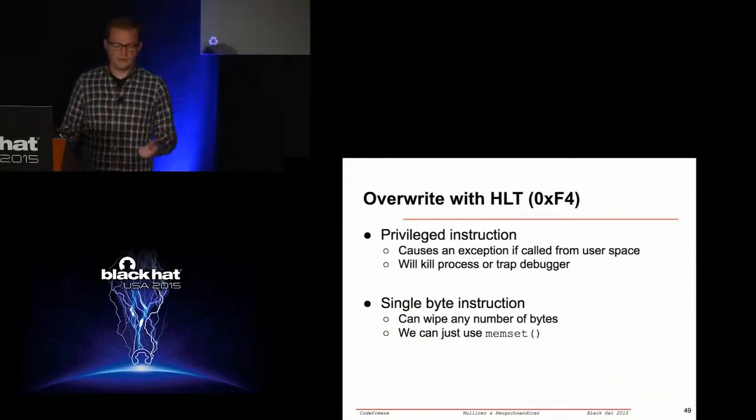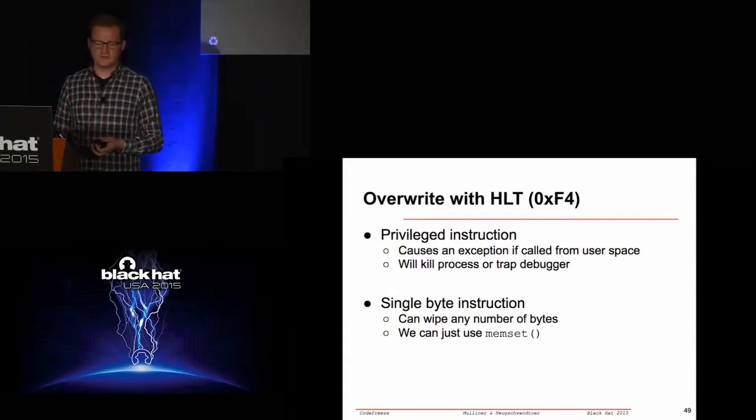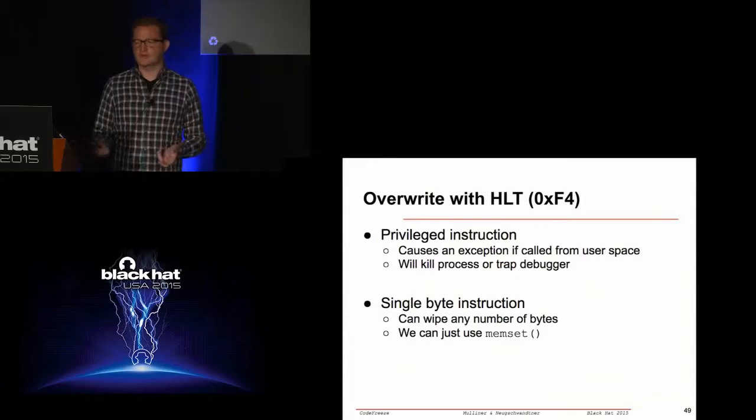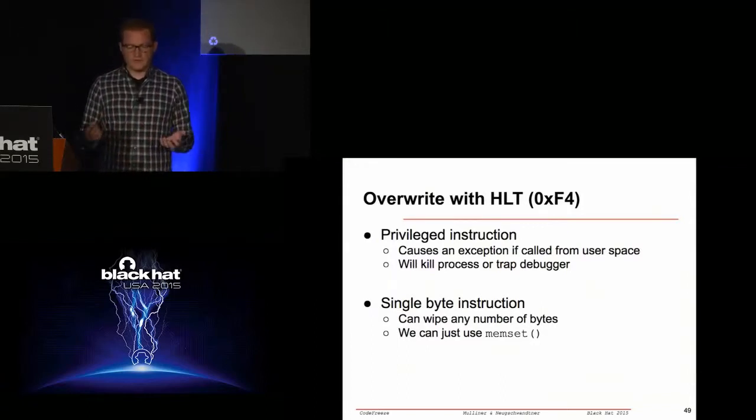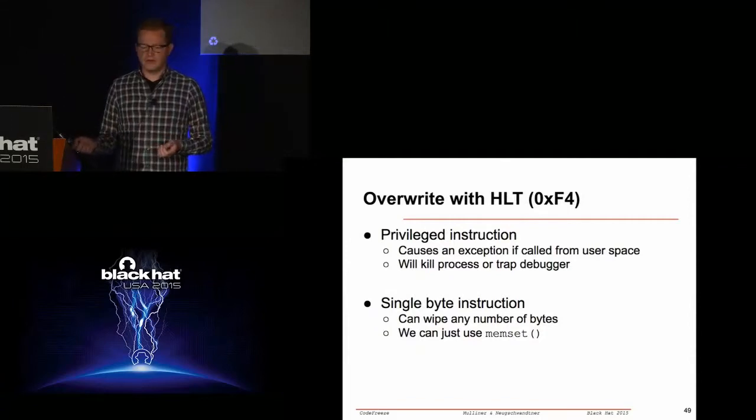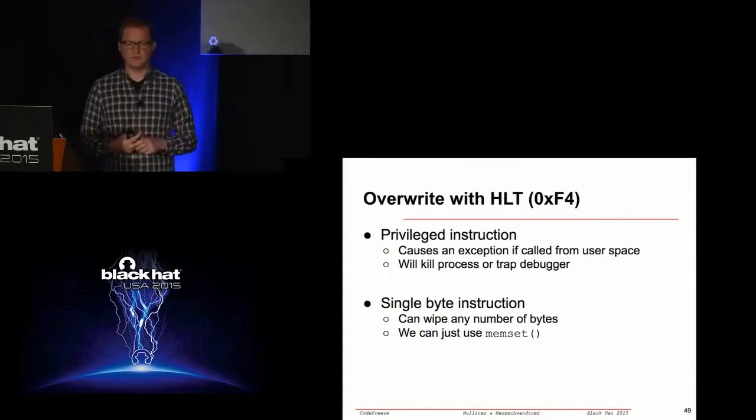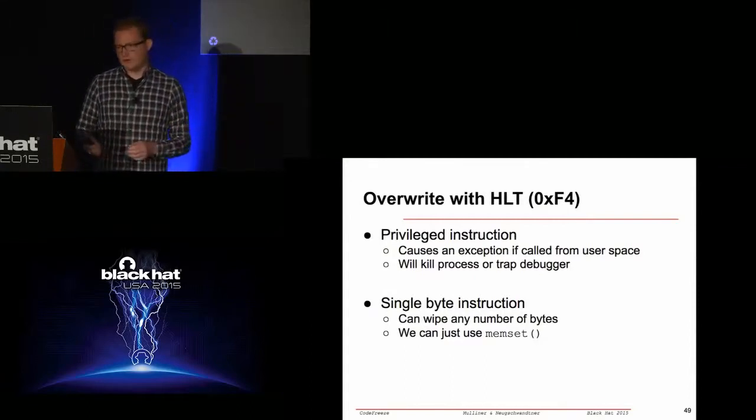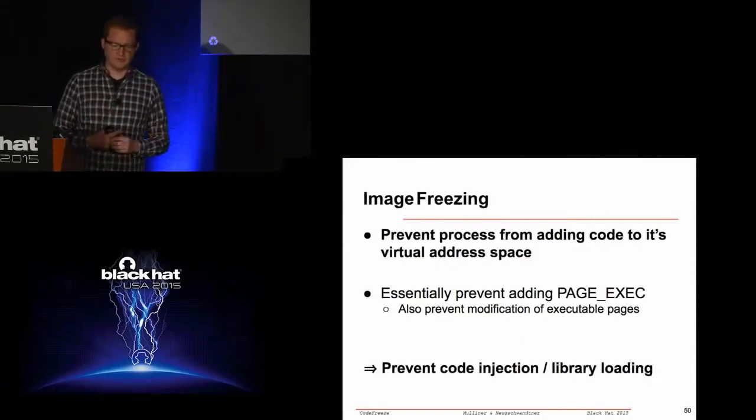It's a privileged instruction on x86. So if a user space application calls it, it will basically kill the process or trap a debugger. And the nice part about this is that it's a single byte instruction, so we can just use memset on arbitrary address ranges. So we don't care how many bytes we overwrite. We can just wipe the memory with this HLT instruction.